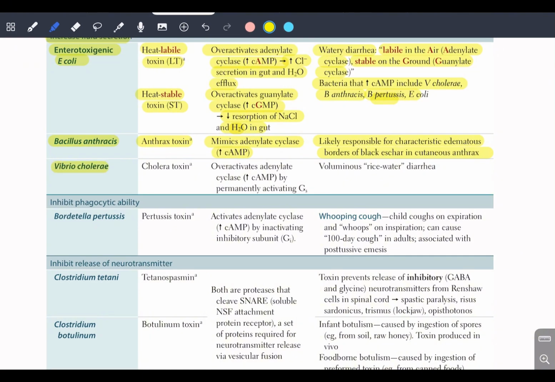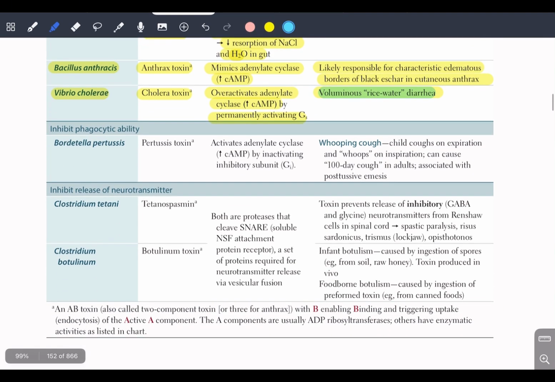Then we have Vibrio that produces a toxin called cholera toxin, which activates adenylyl cyclase, increasing the level of cyclic AMP and permanently activating the Gs protein. This causes voluminous rice water diarrhea. So this is important for exam purposes. So Vibrio cholerae is a bacteria that produces cholera toxin, and that causes voluminous rice water diarrhea.